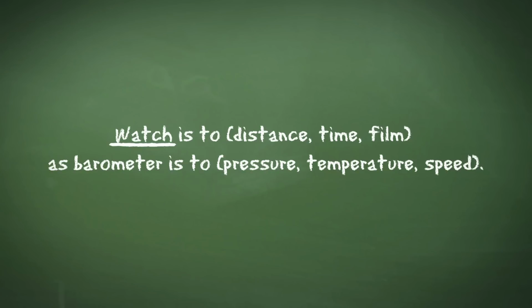Now we know that a watch is used to measure the time, not distance, so distance can be eliminated. We can also eliminate film, as the word watch would have to be a verb in order to watch a film. If this was the case, barometer would also have to be a verb, which it's not. So we can eliminate film as well and select time from the first group of answers. Now you might not be so sure what a barometer measures from the second group of answers. However, you will probably know that a thermometer measures temperature and that a speedometer measures speed. This just leaves pressure as the correct final answer.